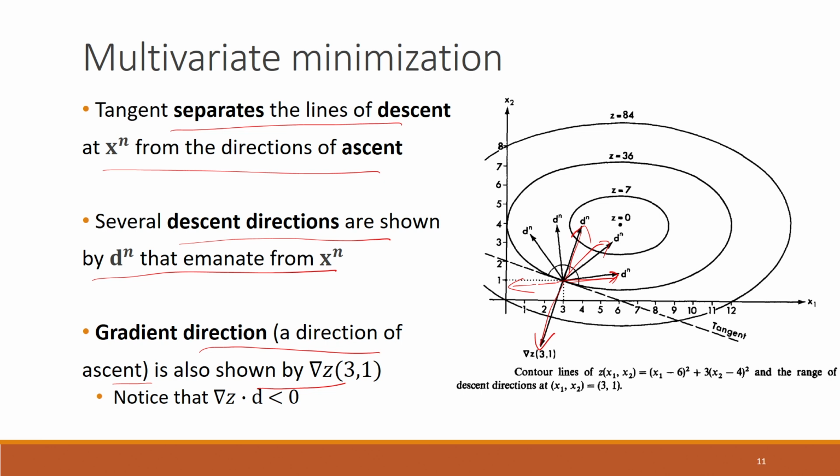Now note that when you take the dot product of the gradient of z with any of the descent directions, that will be negative, and that is expected because if you measure the angle between the gradient direction and any of the descent directions here, that will be greater than 90 degrees. So that is why this will always be negative. In a way, that is the definition of a descent direction. Any direction such that the gradient of z dot that direction is negative is a descent direction at that point.